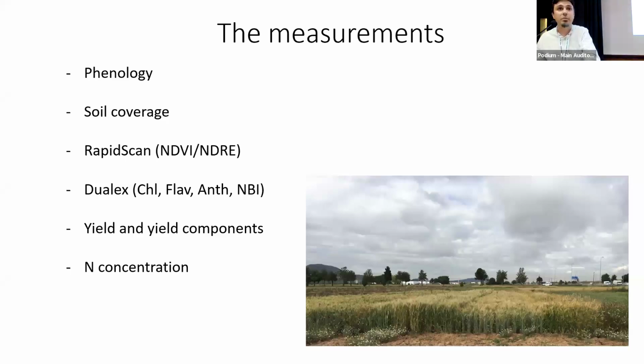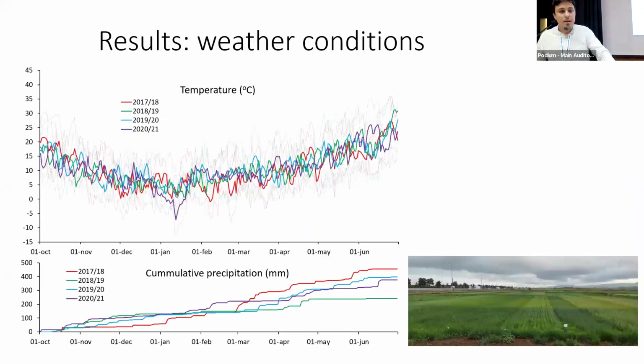concentration, not only in the grain but also in the straw, and also soil mineral nitrogen. And at the end, we calculate some parameters of nitrogen efficiency. First of all, as a result, we can see that the 4 years were very different, with some years very, very cold, but also with higher temperatures during the winter.